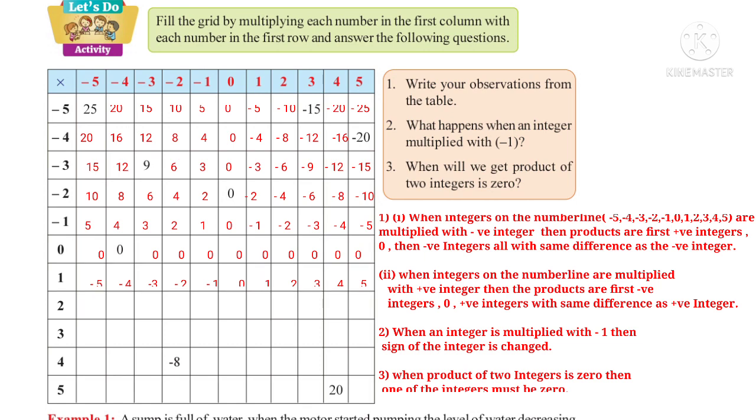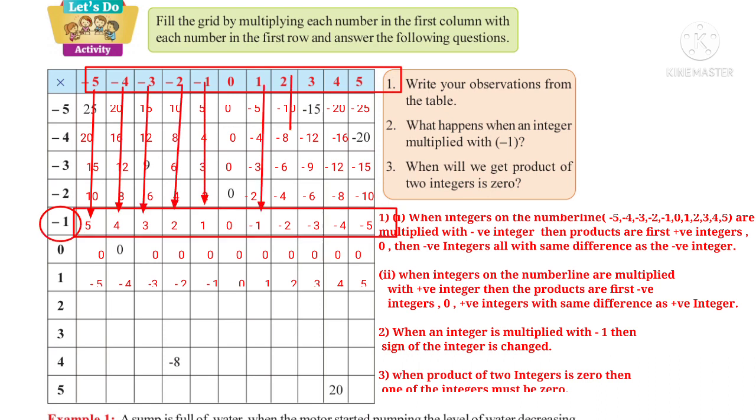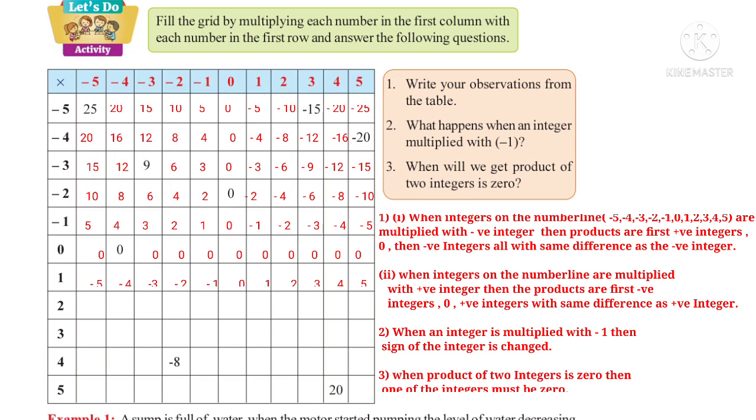Number 2. What happens when an integer is multiplied with minus 1? Answer. When an integer is multiplied with minus 1, then the sign of the integer is changed. Number 3. When will we get the product of two integers as 0? The product of two integers is 0 when either of the integers is 0. So one of the integers must be 0.